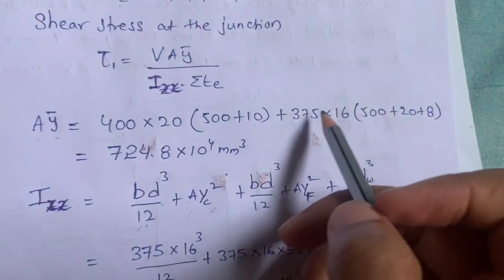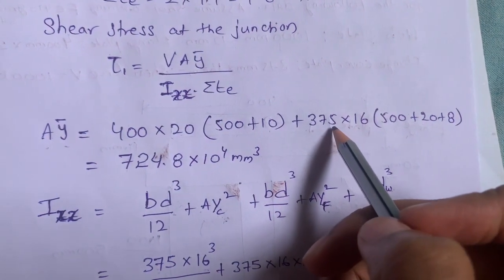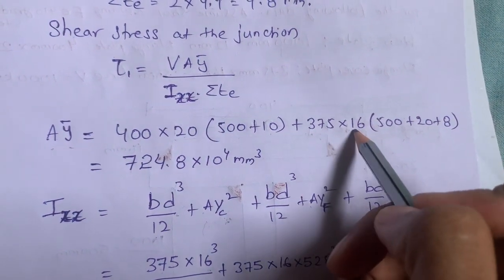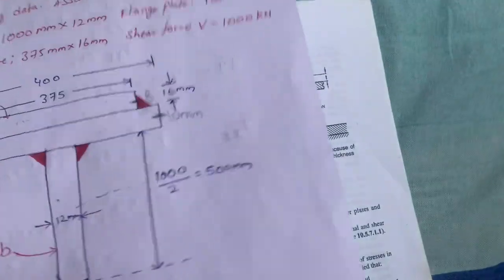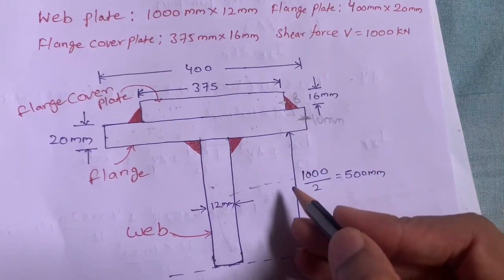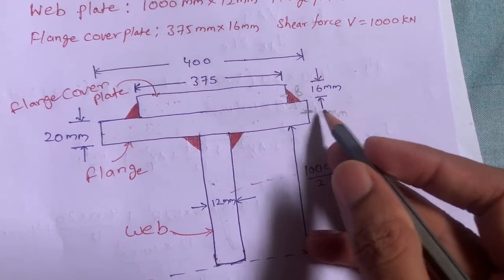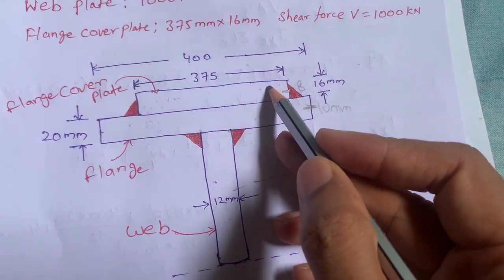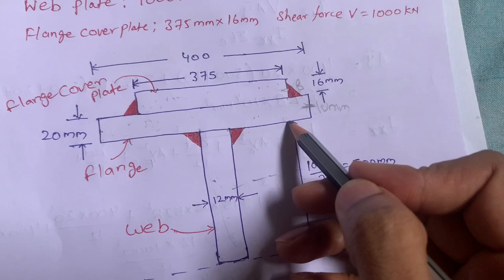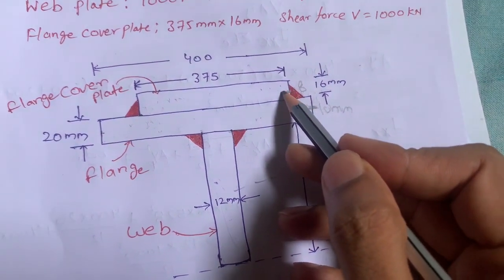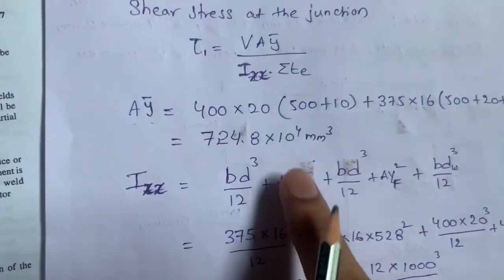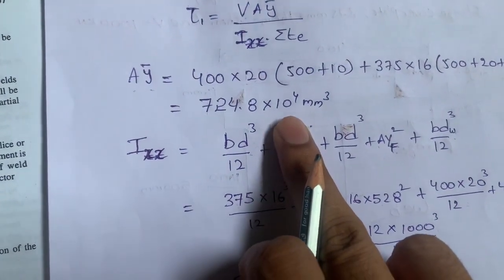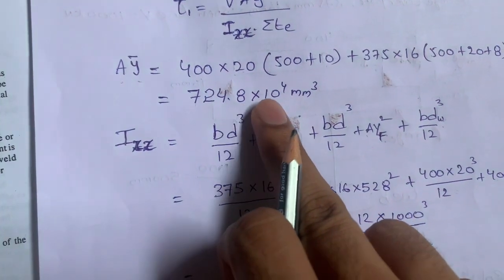Like that I am calculating the same for the cover plate. 375 into 16 is the area, and 500 is the centroid of this web plate. This is 500 plus 20 of this plate. Now we are calculating the centroid for this plate. From here to here 500, from here to here 20, plus 16 by 2, that is 8 centroid. So that's why I wrote 500 plus 20 plus 8. So in total I got 724.8 into 10 power 4 mm cube.